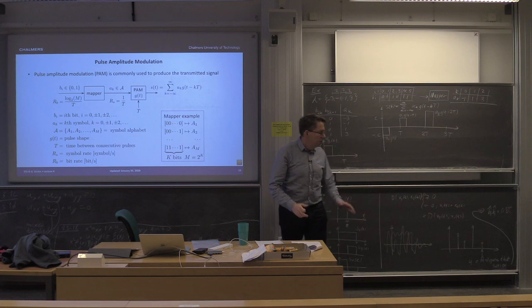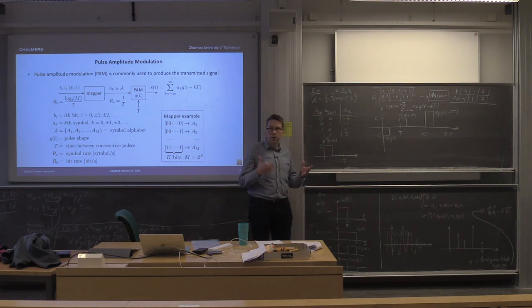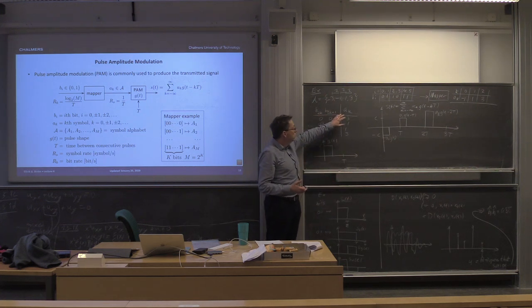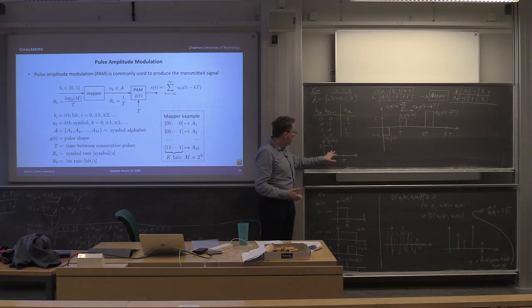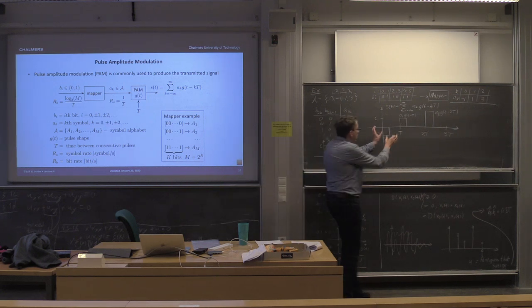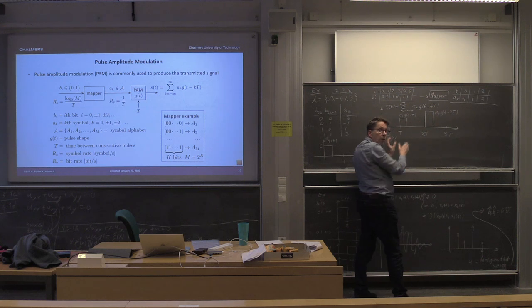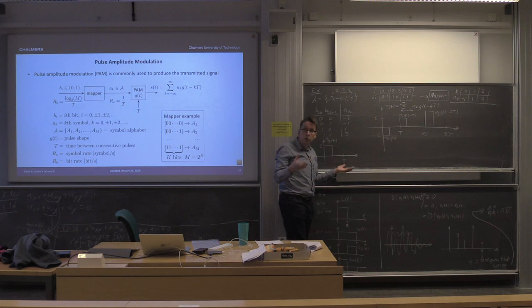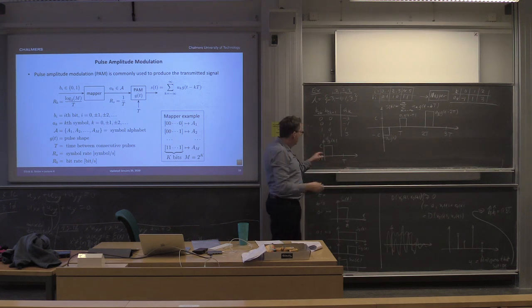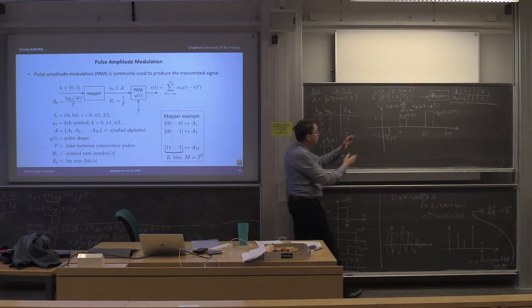So what I want to stress now is that pulse amplitude modulation is defined by a bit to symbol mapping, a pulse shape, and the time between consecutive pulses. That's what we need in order to specify this. So if I change T here, I change the spacing between the pulses, and they could potentially overlap also. That's not forbidden. If I change the pulse here, I would change the shape of each possible pulse.